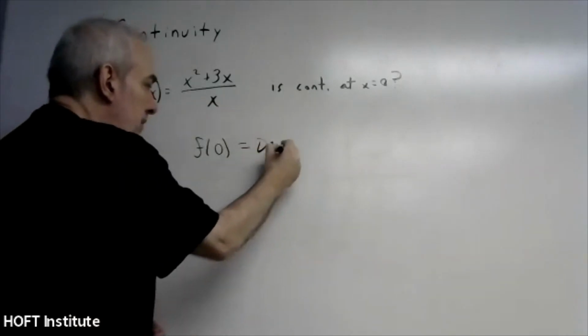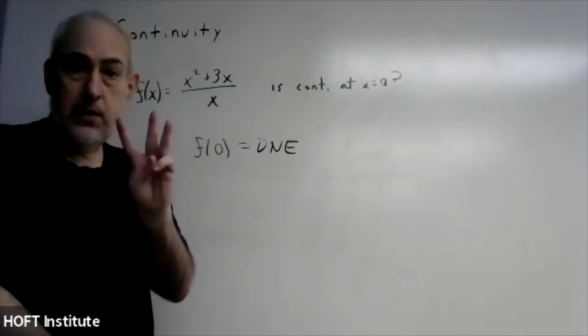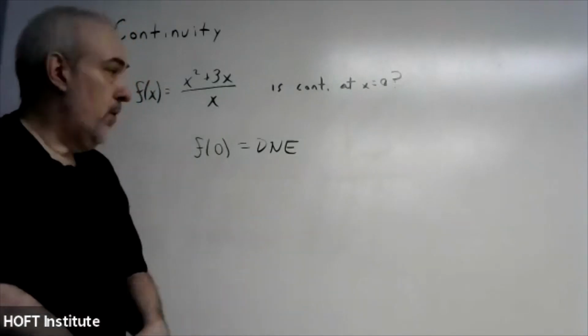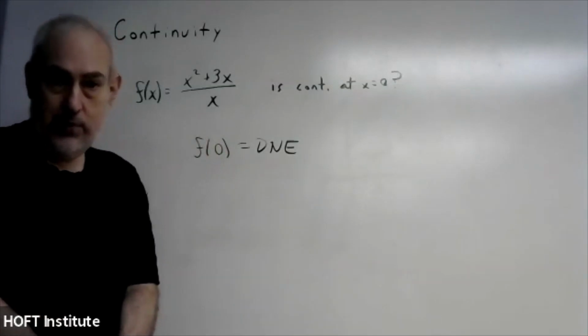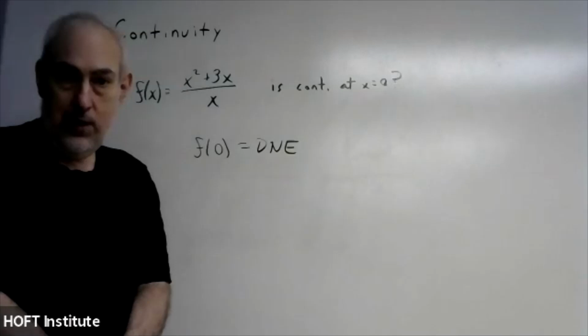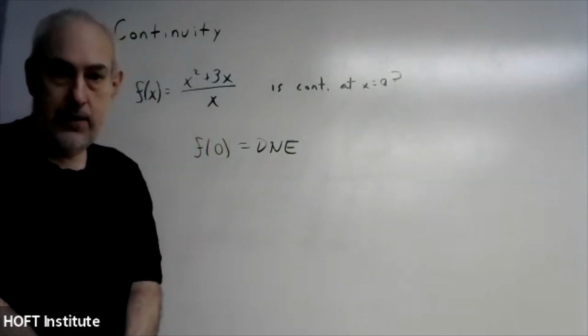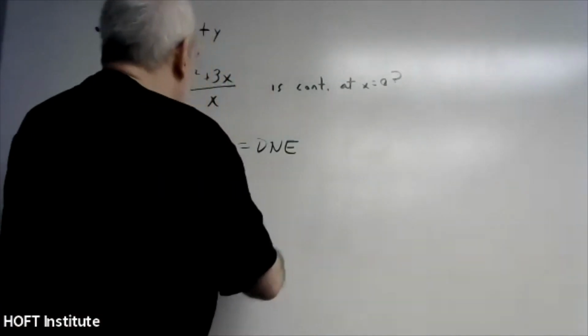Therefore, f of 0 doesn't exist, so it doesn't meet all three criteria. It fails the very first one. Therefore, this function is not continuous at x equals 0. You don't even need to check the other conditions, because if any one of the three fail, then it is not continuous.